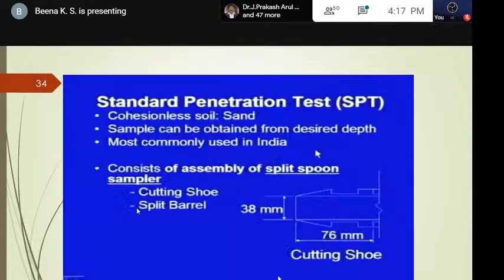So it's normally used in cohesionless soil like sand. The sample we can obtain from desired depth, and it is the most commonly used test in India. Its assembly consists mainly of a split spoon sampler, that is the sampler where we take the sample, the cutting shoe, and the split barrel.